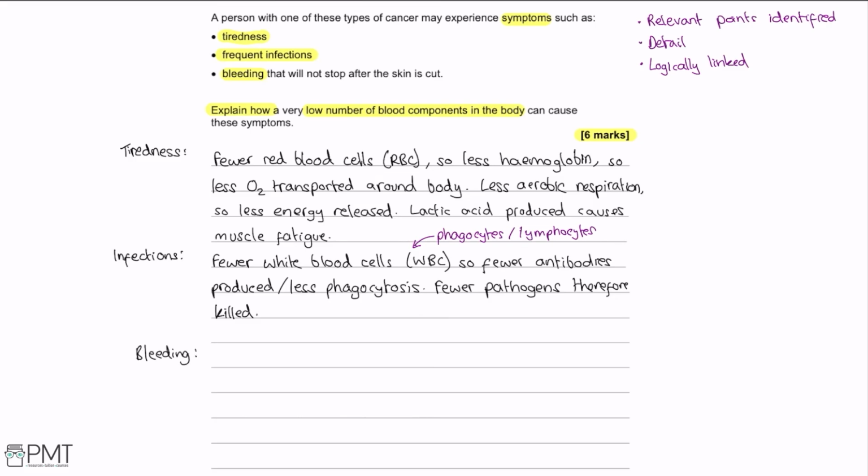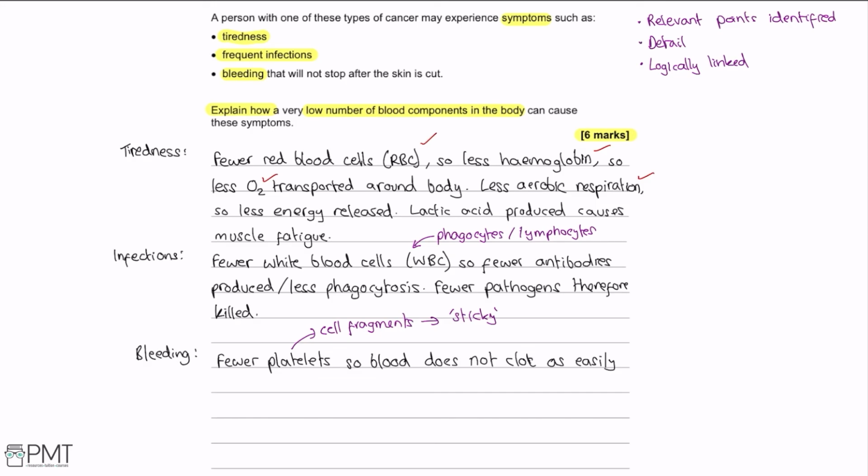The last symptom that it wants you to talk about is excessive bleeding, and this is caused by a lack of platelets in the bloodstream. So platelets are cell fragments and they're quite sticky, which allows them to clump together and block any holes that the blood is leaking through, so this process is called clotting.